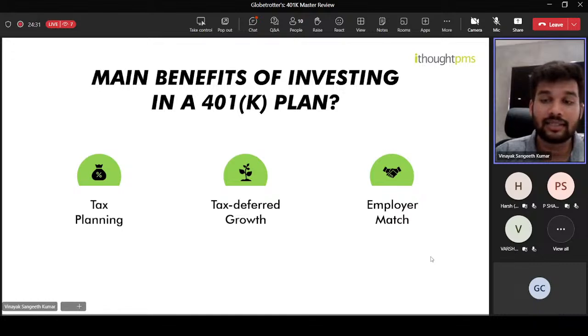But suppose my total income is around 150 and that 30 is the tax liability. Then I'll contribute it before tax and let it go tax deferred. Apart from that, one thing people are a bit unaware of is the employer match. We'll talk in more detail about the employer match feature in our upcoming slides too.